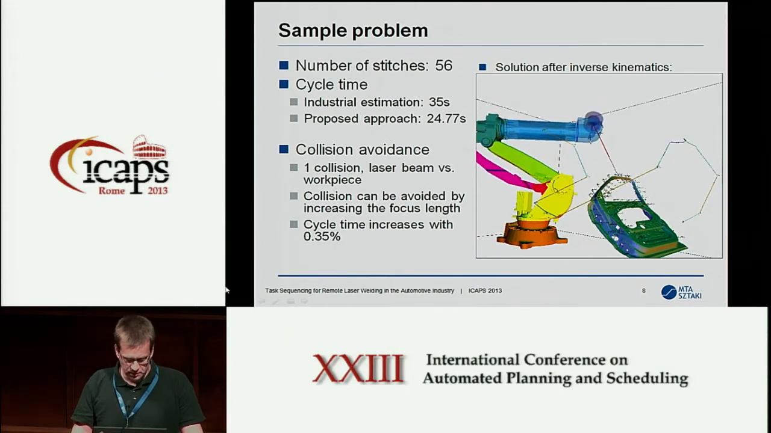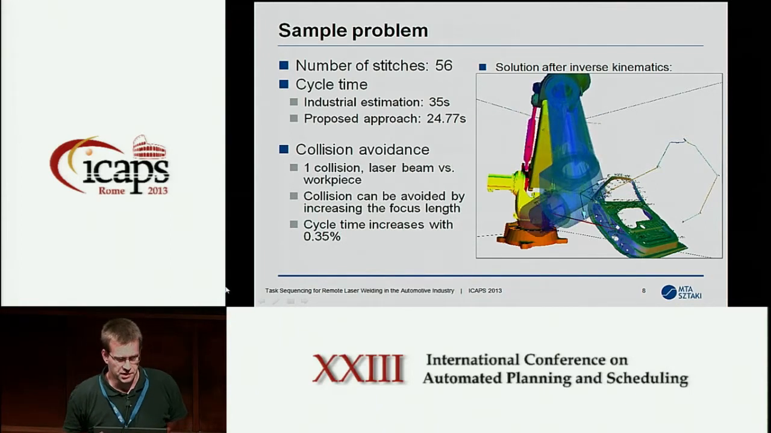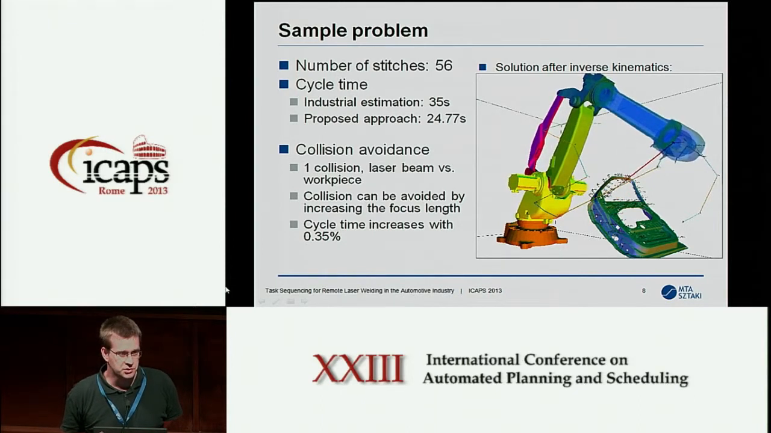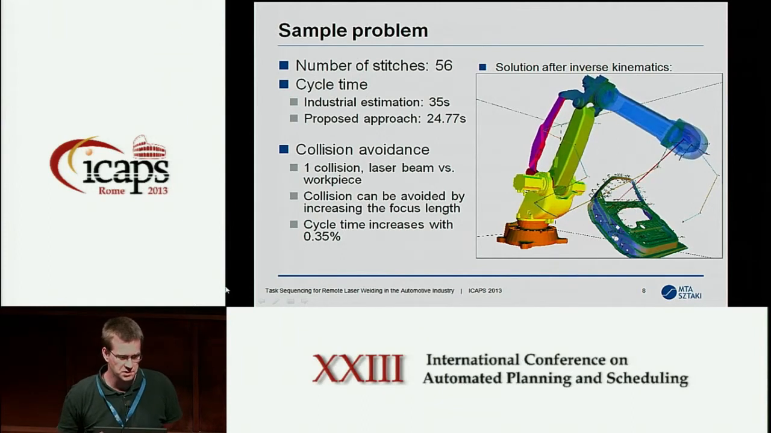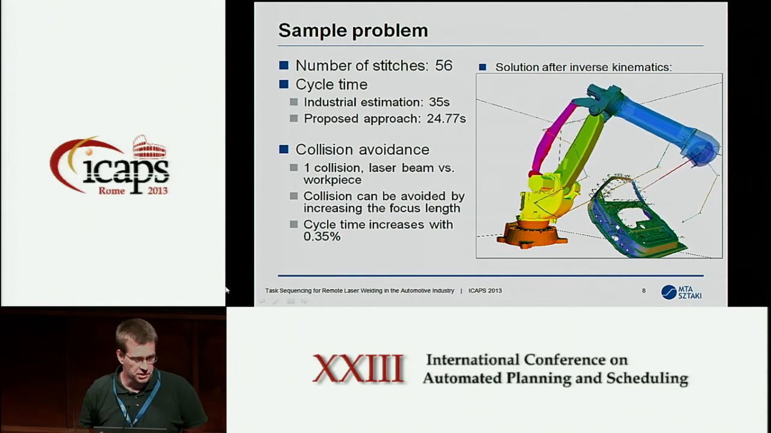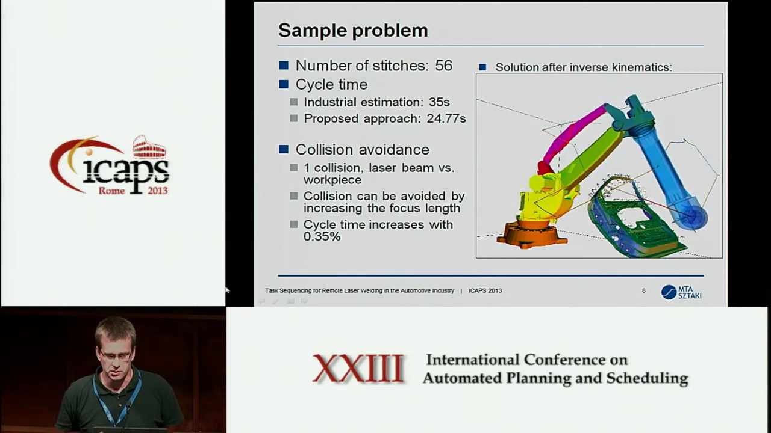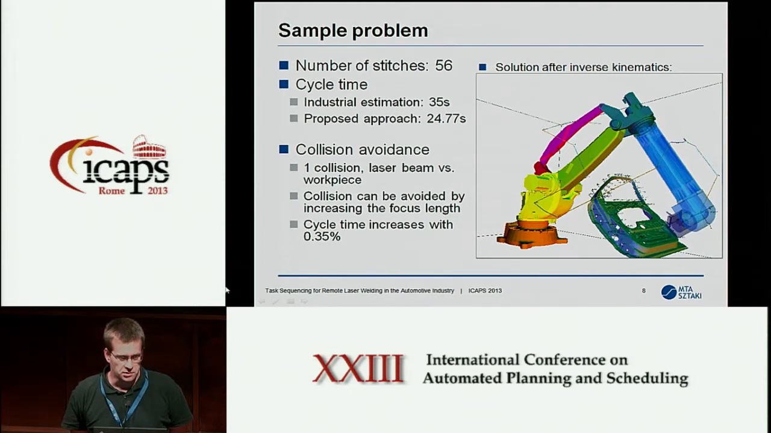Okay, so here we have a sample problem. We've carried out experiments on car door designs coming from the industry. Such a door typically contains 50 to 60 welding stitches. And for this specific car door design, the estimate of our industrial partner was that they would be able to do it in 35 seconds. Actually, running our algorithms, it turned out that it is possible to weld it in less than 25 seconds. So I would say that our partner's estimation was really poor.